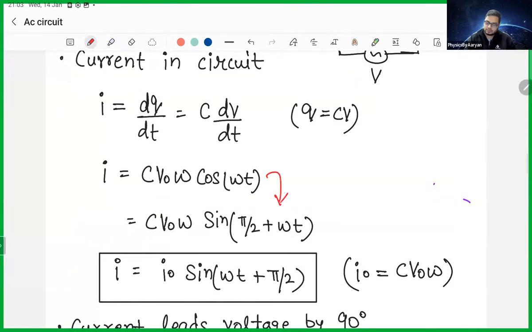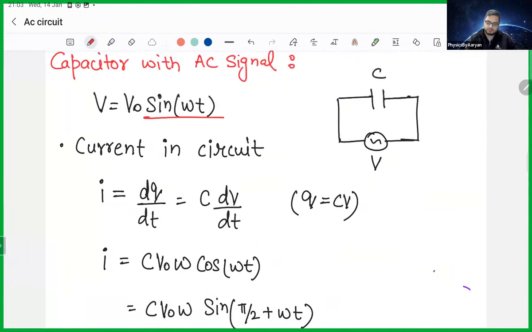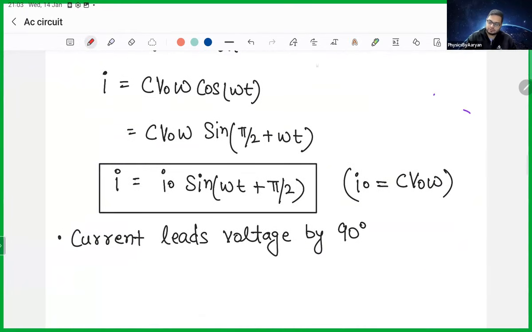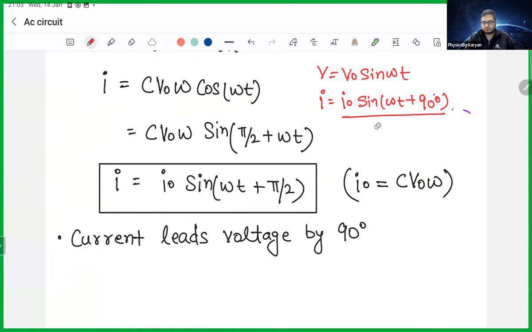And you can convert it like this also, if you want to compare directly. And this is what we get. So basically my voltage is V equals V naught sine omega t, and my current equals I naught sine of omega t plus 90 degrees. Can you tell me what is the phase in this equation?